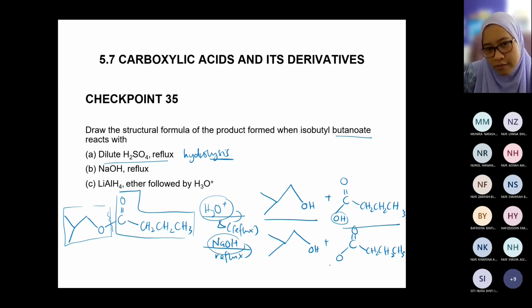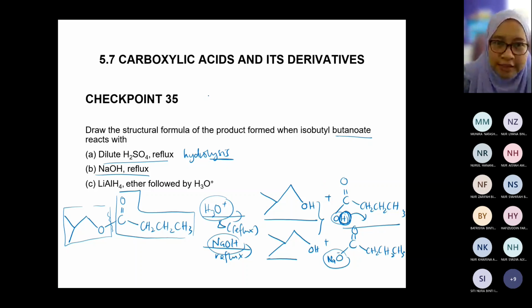O. Bukan ganti Na terus, dia ada OH kan, bukan OH, I mean H ni. Sebab O tu negatif, so dia akan combine dengan Na. See? Ini. So H ni dia keluar. O tu dia akan combine dengan Na. Siap. Ni alkaline. Tapi alkohol dia remain the same.